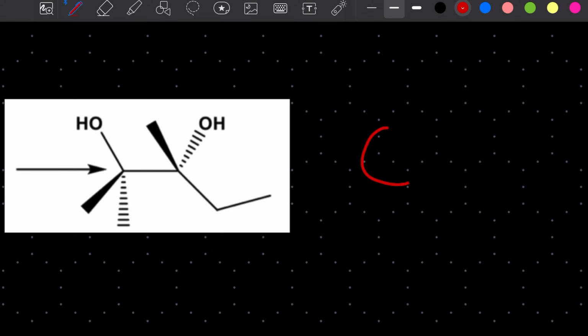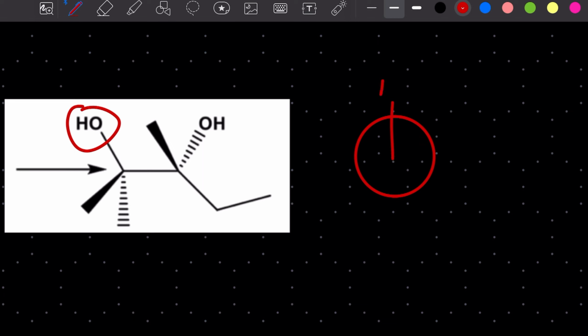So the first thing you always want to do is draw your back carbon. And the second thing I always want you to do is to always draw the attachment that is not a wedge or a dash. In this case, for our front carbon, we have an HO. So always draw that first.